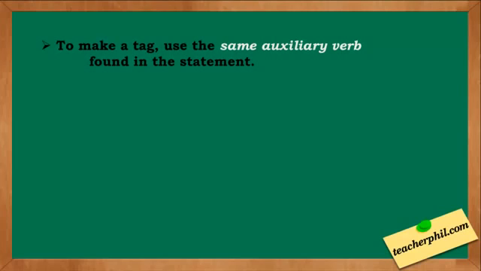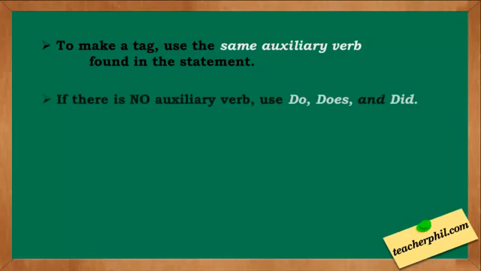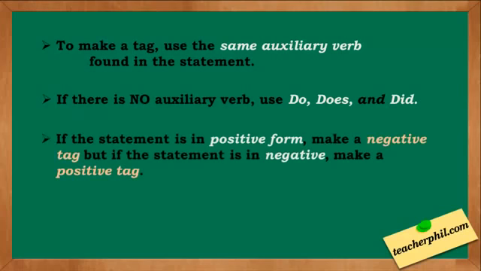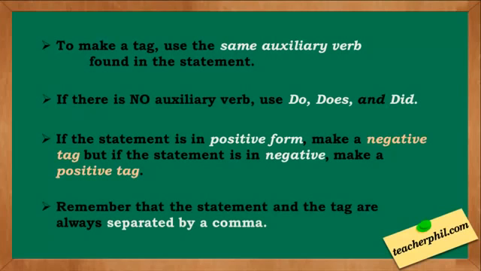There are a few rules concerning the use of tag questions. The first one, to make a tag, use the same auxiliary verb found in the statement. The second one, if there is no auxiliary verb, use do, does, and did. The third one, if the statement is in positive form, make a negative tag. But if the statement is in negative, make a positive tag. The last one, remember that the statement and the tag are always separated by a comma.